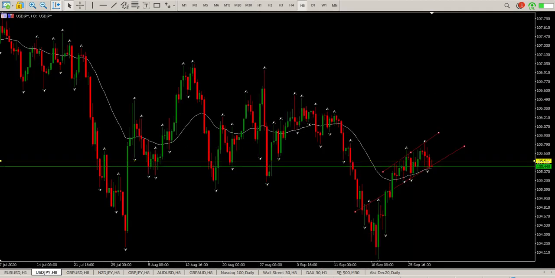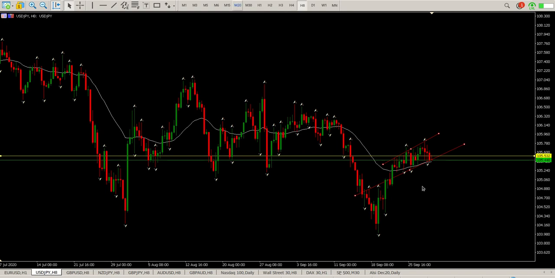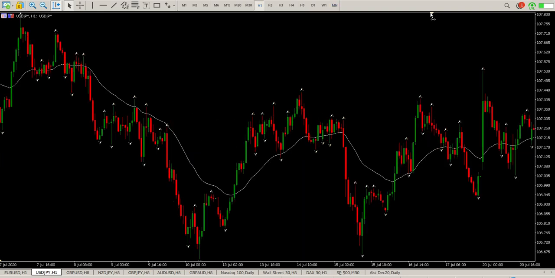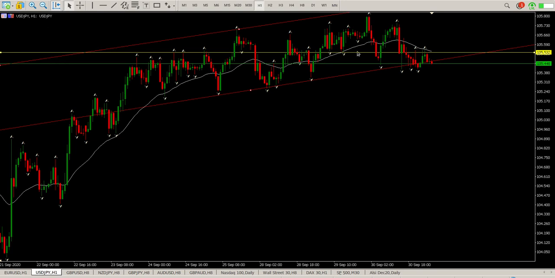US dollar, Japanese yen, similar scenario. We're in a channel as well. So there's our channel, but this is looking like a potential break to the downside, but it's messy, not something that I want to be trading. If you look at the hour, you'll see channeling up, and now the moving average has rolled over, and we're testing the bottom of the channel, and we are testing the moving average.